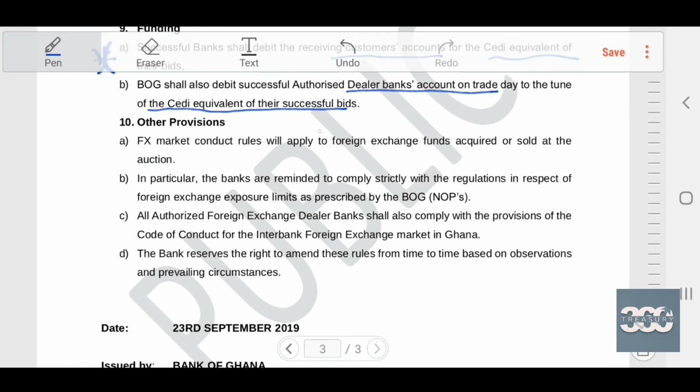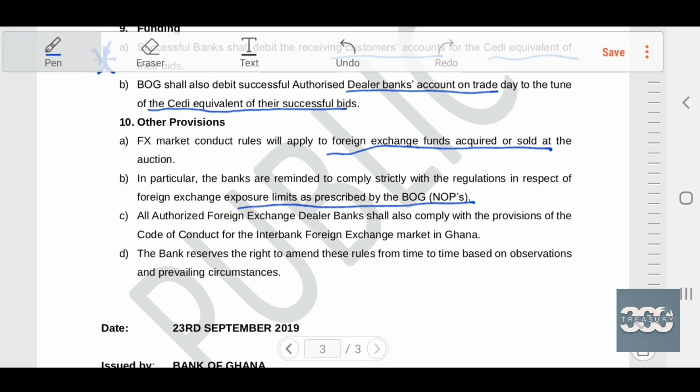Okay, so this is talking about FX conduct rules, right? So the conduct rules remain the same, and in particular, the banks are reminded to comply strictly with the regulations in respect of foreign exchange exposure limits in the NOP. Now, the NOP stands for the net open position, which is how long or short a bank is in any foreign currency. There's currently a 5% single currency and an aggregate of 10% limit on how long or short a bank can go.